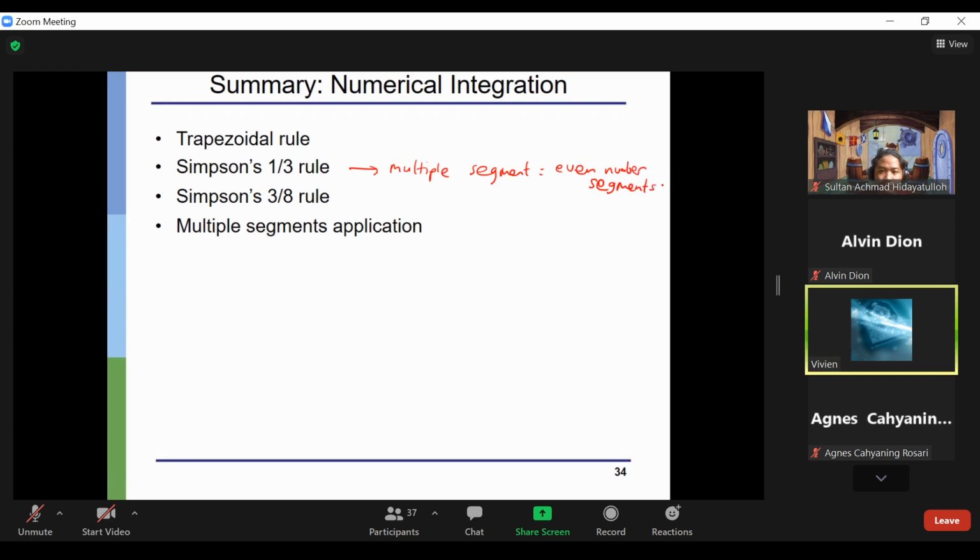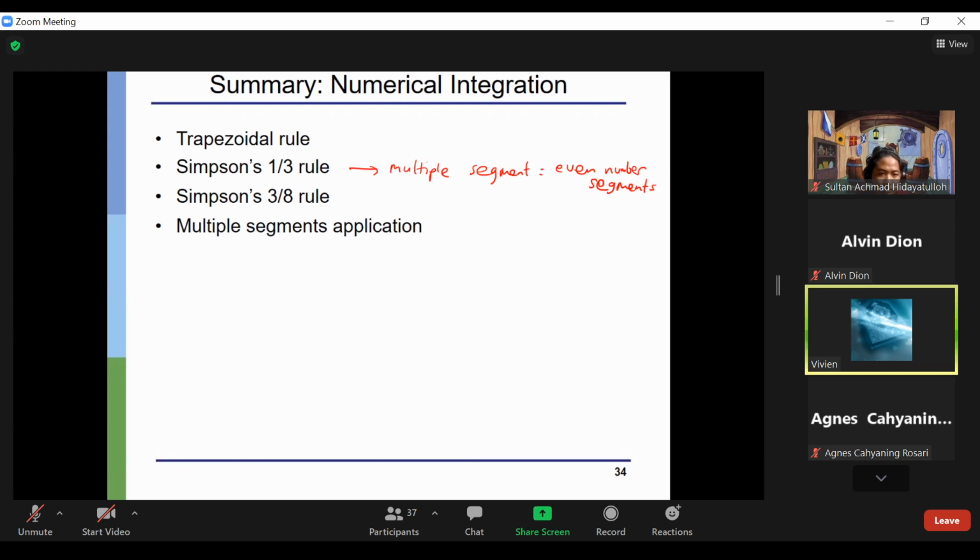So for example, if you have 9 segments, it is not possible to apply the multiple Simpson's 1/3 rule, so we have to combine it with another method as well.